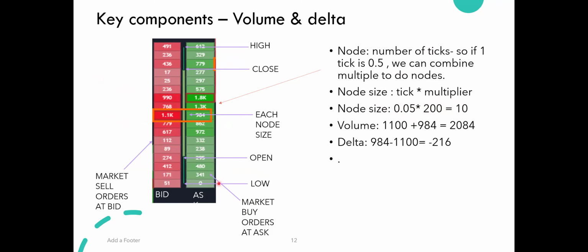On the right side is market buy, on the left side market sell, with the most volume shown by a color indicator like this. And the delta is basically the net of buy minus sell orders at different levels, total buy minus total sell. The volume is total buy plus total sell of that candle.